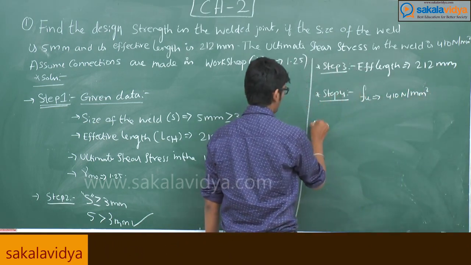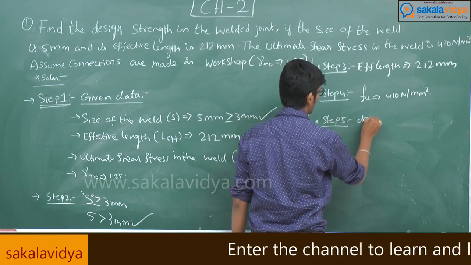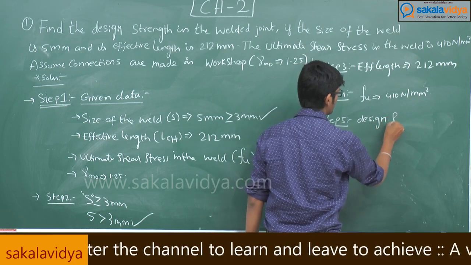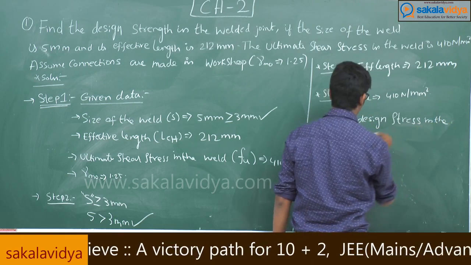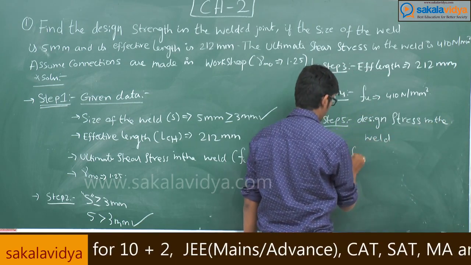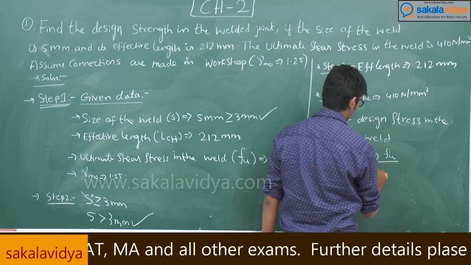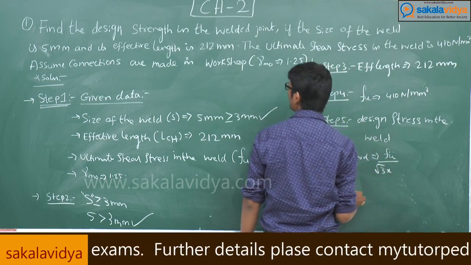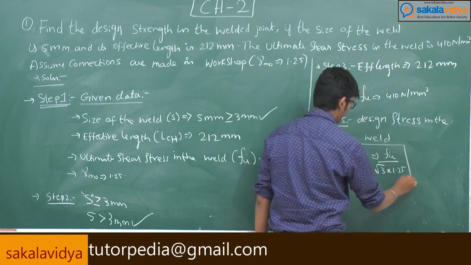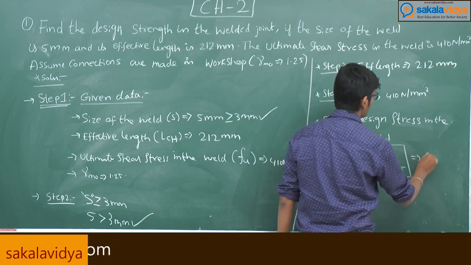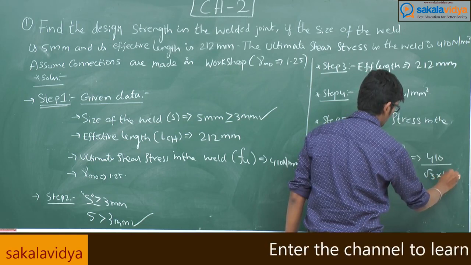Step 5, we have to find design stress in the weld. FWD is equal to how much? Fu by under root 3 into what is partial safety factor? 1.25. This is the formula to find design stress in the weld. So 410 by root 3 into 1.25.